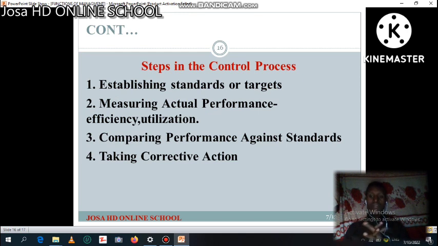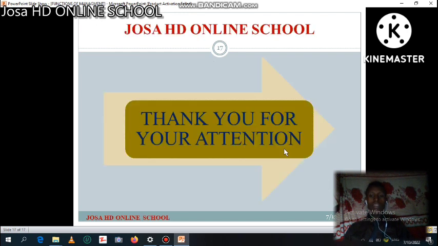It has four main steps. The first is establishing standards or targets. The manager must establish standards or targets for each individual or employee. After establishing that, he measures actual performance, efficiency, and utilization, then compares the performance against standards, to see whether the employee reached the established standard or not. Then finally, he takes corrective action. This is all about the functions of management.